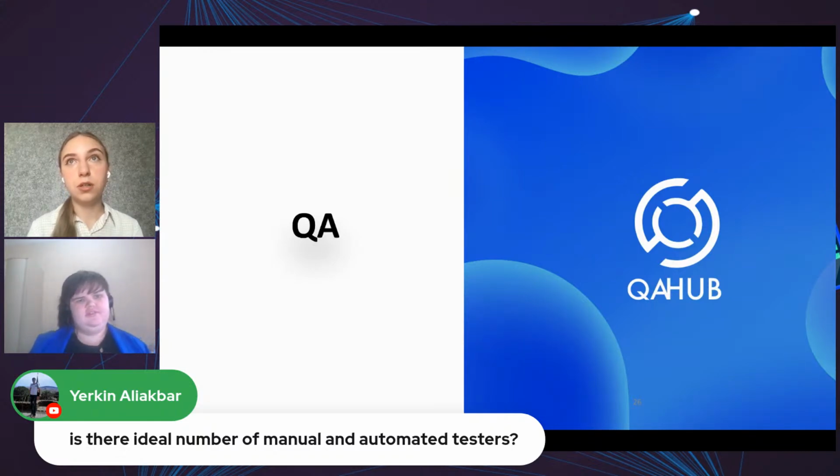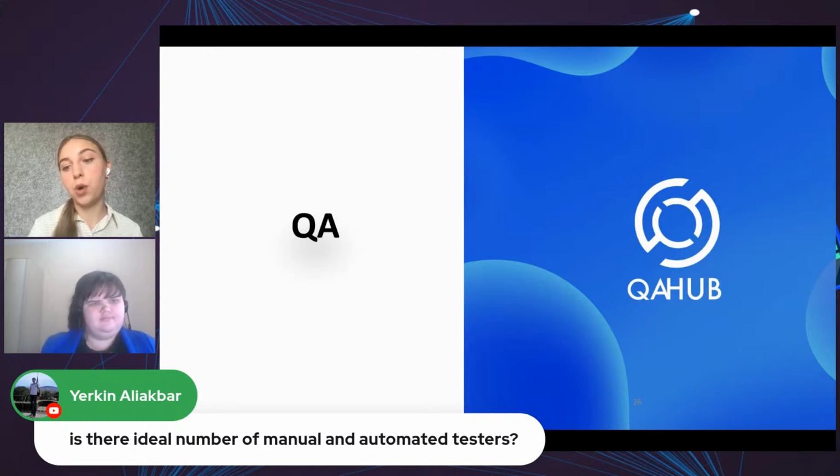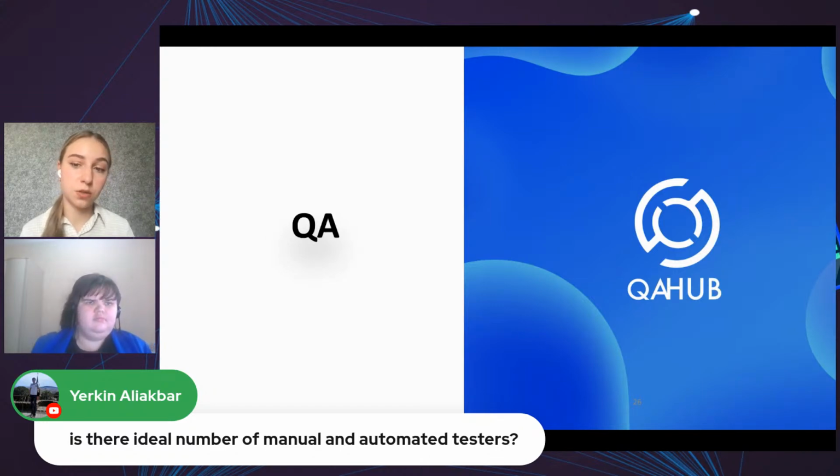It's very difficult to answer this question, as well as to answer what is the ideal ratio of testers to developers, because it depends. It depends on the product. It depends on the team. It depends on the budget. So I believe that we cannot know the ideal number. But from my experience, usually there is one automated tester to two or three QA engineers. So usually there are fewer automated testers than manual testers.